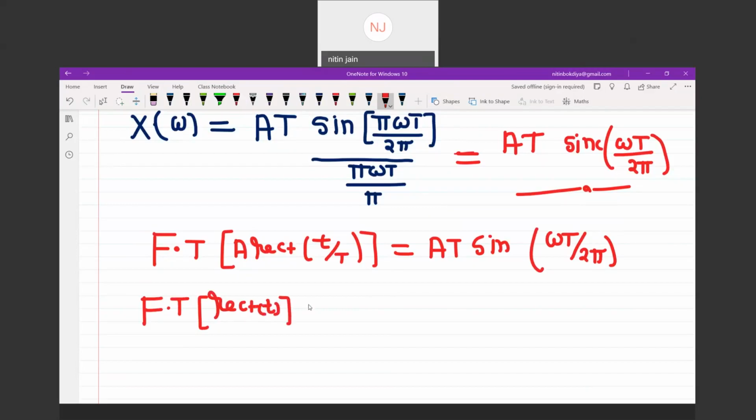what is my result for this? In this case, A is equivalent to 1 and T is equivalent to 1. So this A into T product is 1. So I can say this is sinc of omega divided by 2 pi. This is the idea.